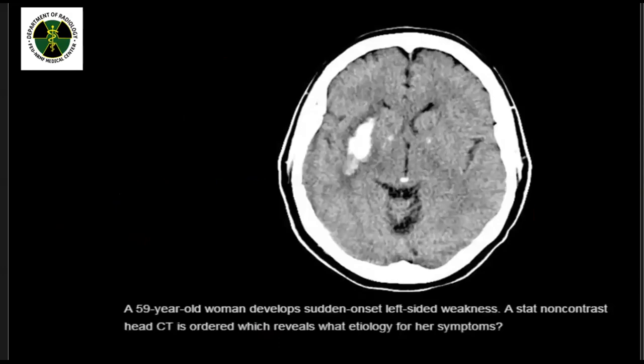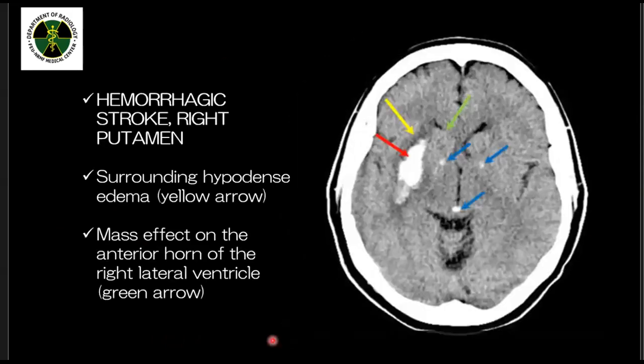So review. A 59-year-old woman develops sudden onset of left-sided weakness. Stat contrast head CT is ordered, which reveals what etiology of the symptoms? So there's a hemorrhagic stroke in the right putamen. There's surrounding hypodense edema, shown by the yellow arrow, and mass effect, meaning there's displacement of the anterior horn of the right lateral ventricle. The putamen is a classic location for hypertensive hemorrhagic stroke in non-traumatic patients.